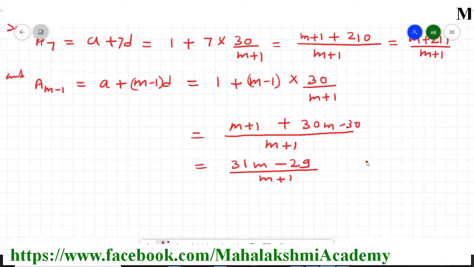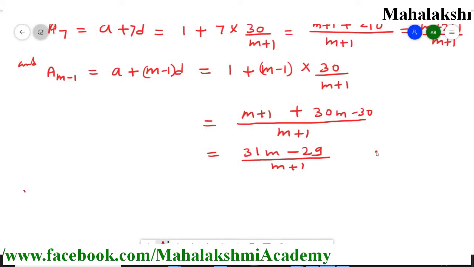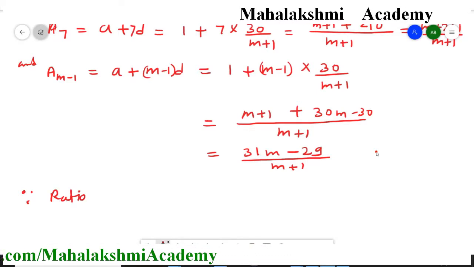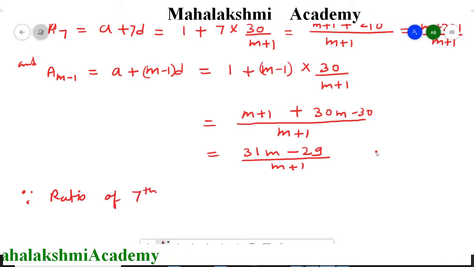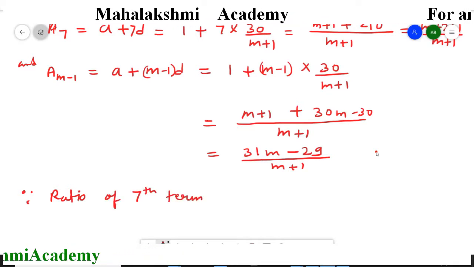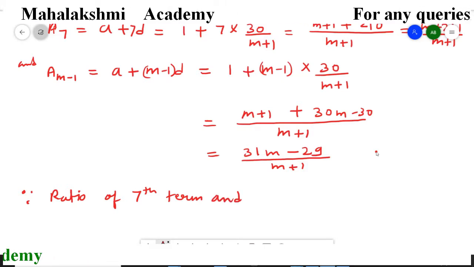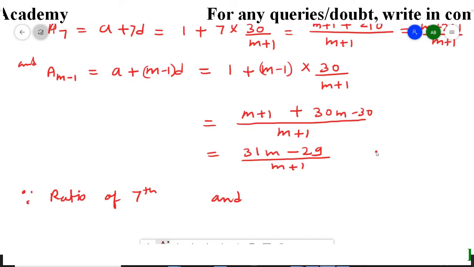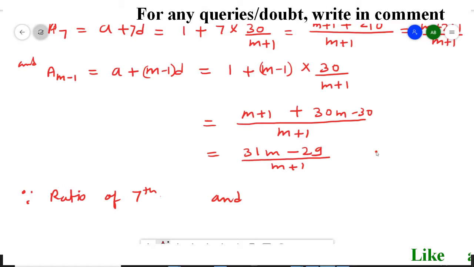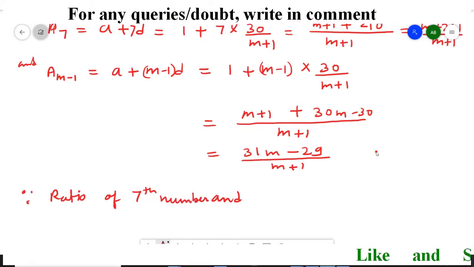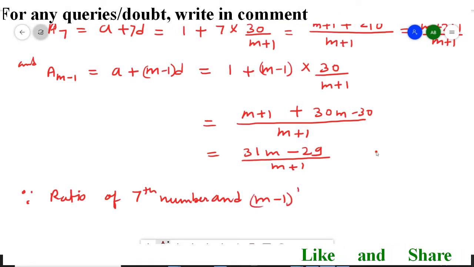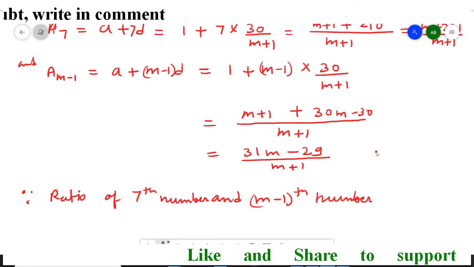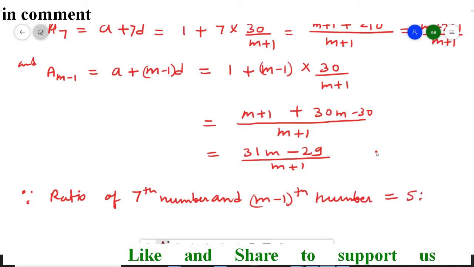Now we have both the terms. So now we'll write down the information which is given in the question. Since the ratio of the 7th number and the M minus 1th number, among the numbers we are introducing, is given to us as 5:9.